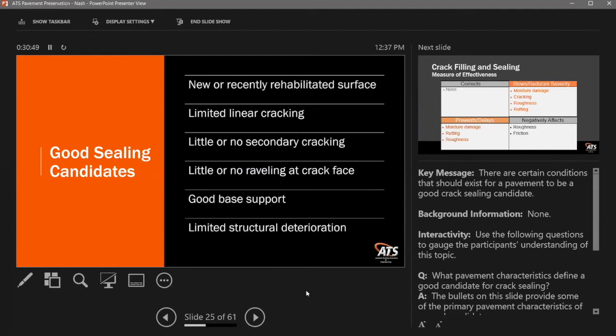You want to be able to have little to no raveling at the face of the crack, meaning you don't want any of that material starting to come off of the pavement around it. You want a fairly clean line when you're going through. Again, crack sealing does not add any support to the pavement, so you need to make sure that you're structurally sound. That base is good, the pavement itself is good, and there is little to no structural deterioration.